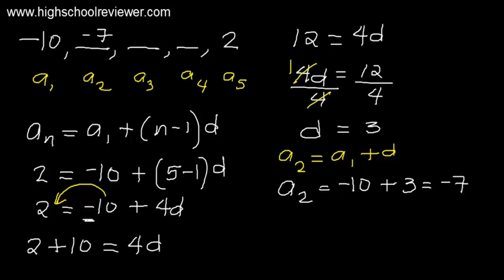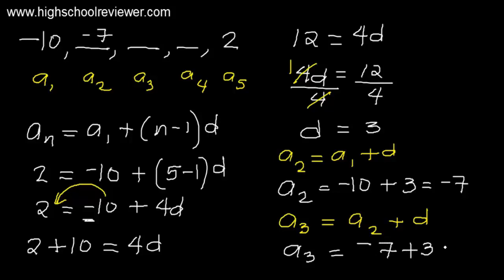And for a sub 3, we will just add the value of a sub 2 and d. So this will be a sub 2 plus d. Our a sub 3 is equal to our a sub 2, again negative 7, plus d, which is positive 3. So this will be negative 4. So our a sub 3 is negative 4.